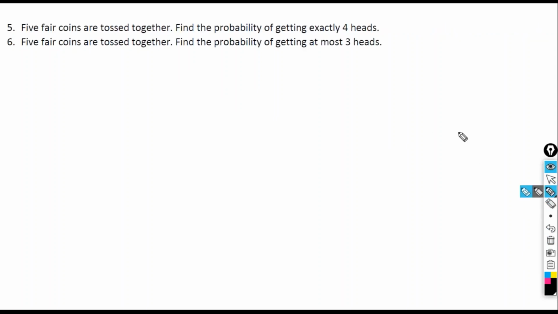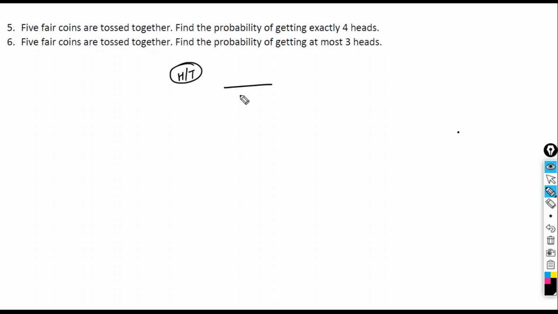So now let's try a couple of questions on coins. Here it says five fair coins are tossed together. Find the probability of getting exactly four heads. In this case, guys, we just need to focus on one part: if you toss a coin, the possible outcome is either a head or a tail.